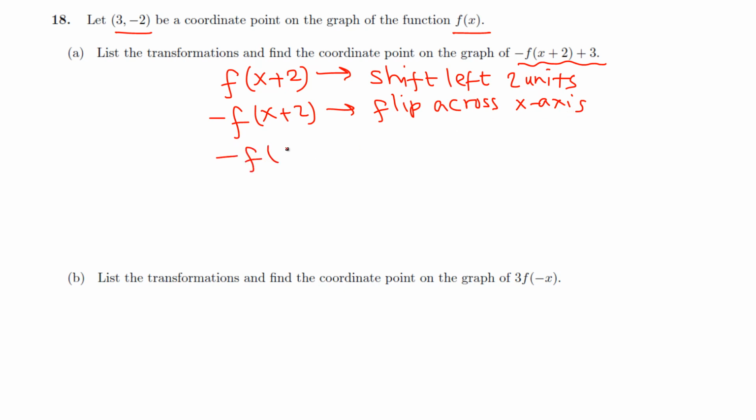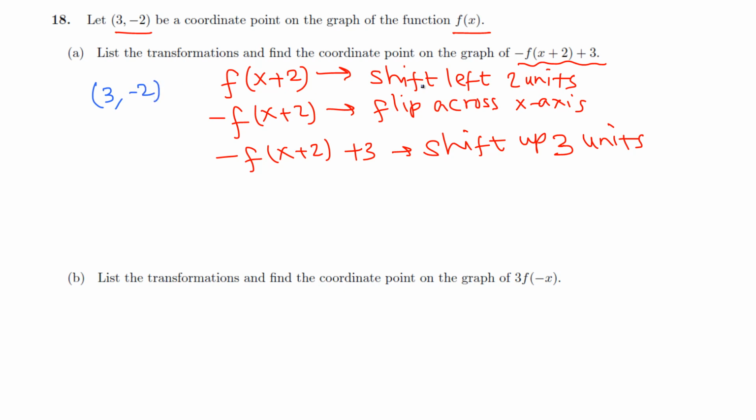Then we got plus 3, so shift up whatever we have here after reflecting across the x-axis. Plus 3 means 3 units up. So what's going to happen then? We start with the point (3, -2). Now, shifting left or right means only the x coordinate changes, up or down means the y coordinate.